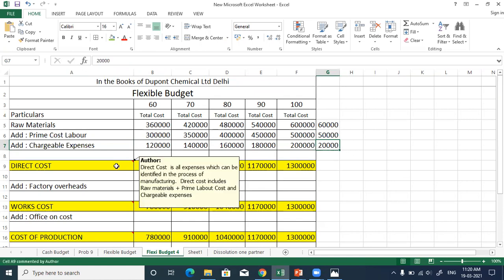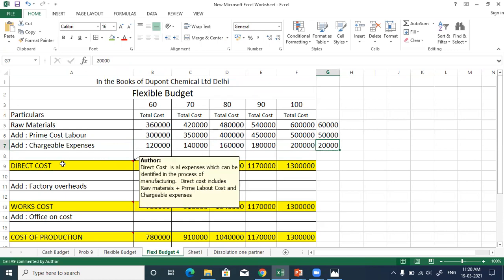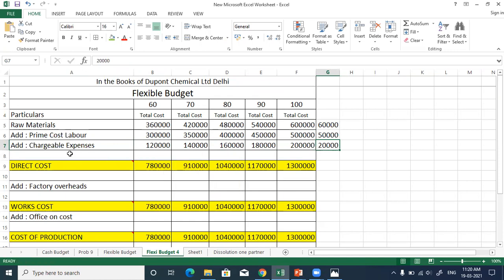So your direct cost at 60% is 7,80,000. Direct cost is what? Raw material plus prime cost labor plus chargeable expenses. So it is 7,80,000, 9,10,000, 10,40,000, 11,70,000, and lastly 13 lakhs.